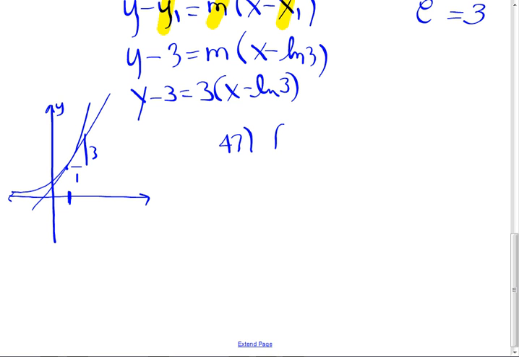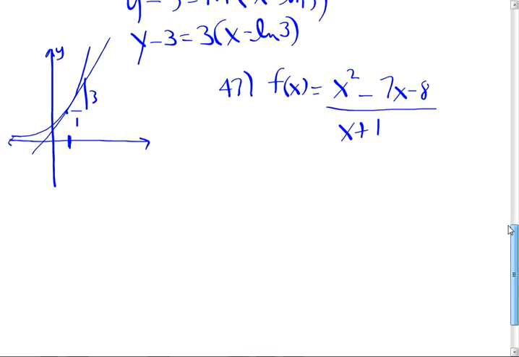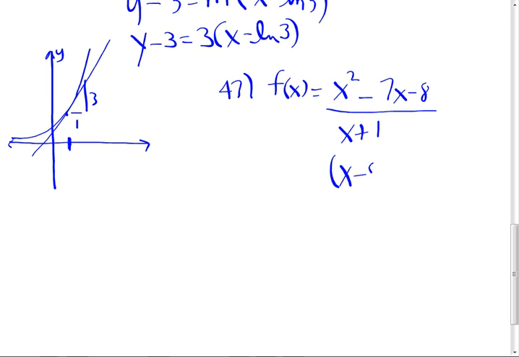47. Well, now, you guys, we have the quotient rule. But this is what's kind of nice about this problem. Do I need the quotient rule? I can divide that. I'm not going to do polynomial division. How about if we factor it? Can I factor that? It's x minus 8, x plus 1, over x plus 1. So as long as I'm not at negative 1, my function looks like that line, x minus 8. Doesn't it? That's what it looks like.